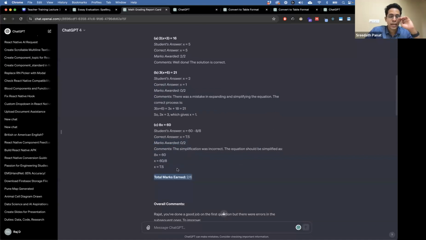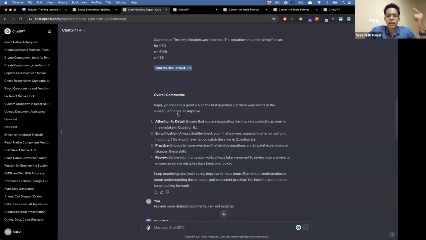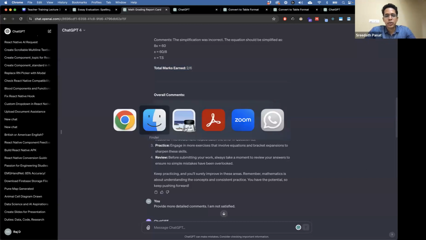This is what the student actually deserves, because these are simple math problems, out of which only 1 was correct. Overall, you can see the kind of personalized feedback that GPT is giving, like: ensure that you are expanding the brackets correctly, as seen in the mistake in question B. In question B, when the student expanded the bracket and brought the 18 to the right-hand side of the equation, they made a mistake. It should be 3x equal to 3, but instead the student has written 3x equal to 6.